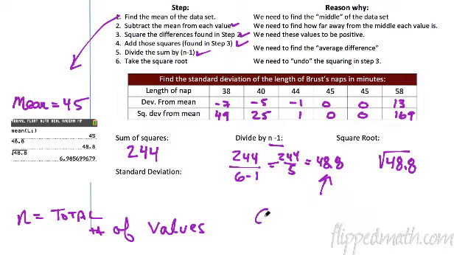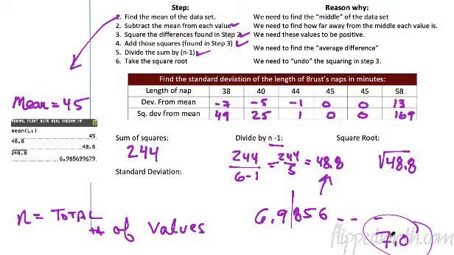Did everybody follow that? It's 6.9856, and so on. Normally rounded to the nearest tenth. This is an 8, so that makes this number go up to a 0, which makes that number go up to a 7. So 7.0 is the standard deviation.